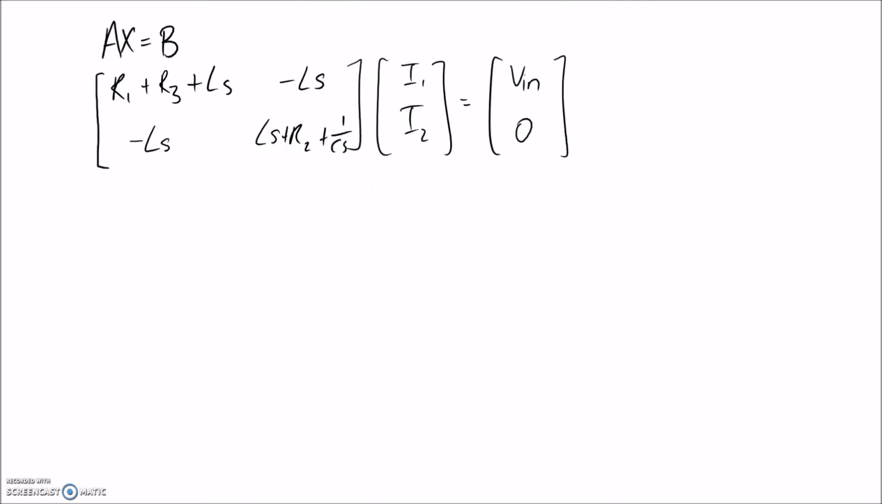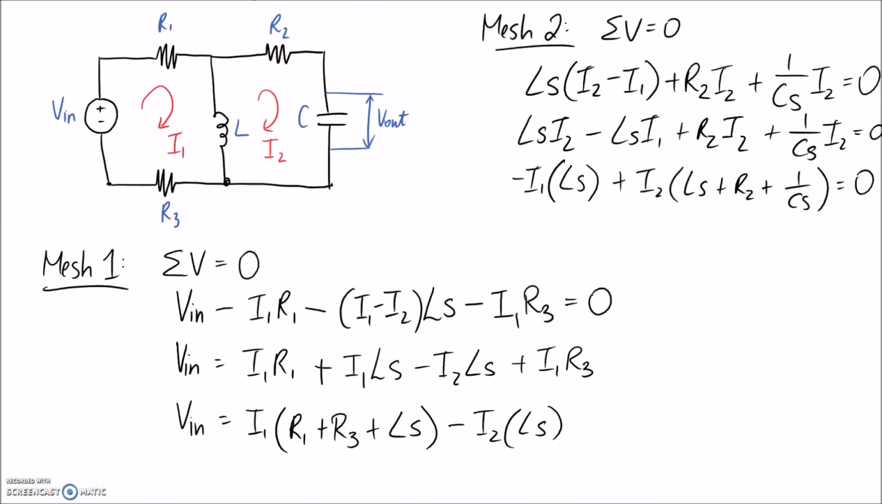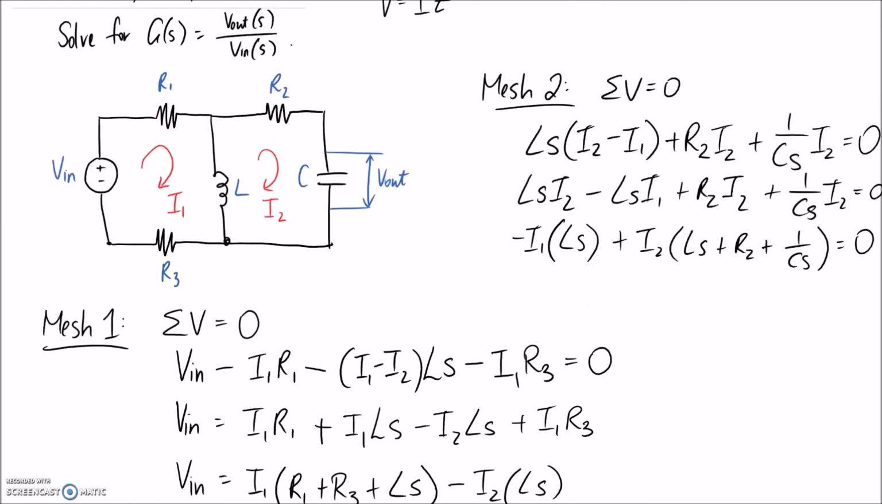Alright, so now we're up to the point where we can go and solve for our transfer function, remembering that what we wanted was V out divided by V in. So we have V in appearing at the moment, but we don't actually have V out. So we need to go back and see how we can obtain it.